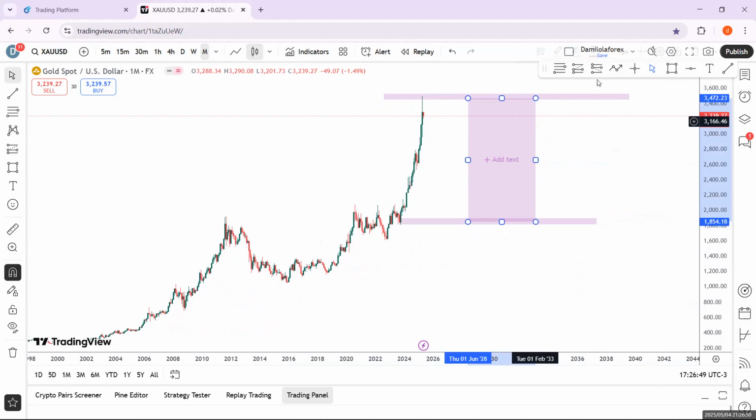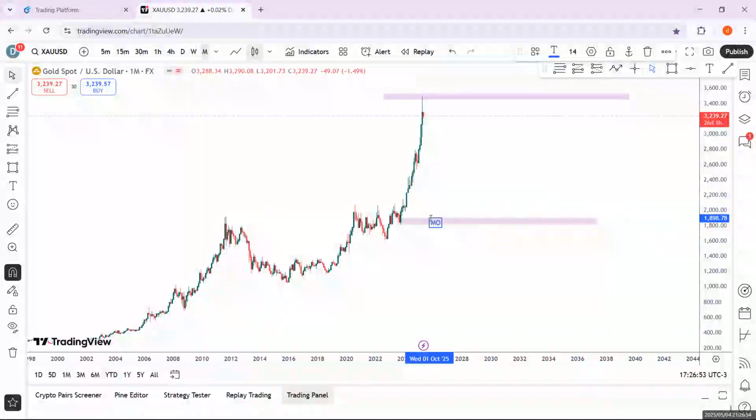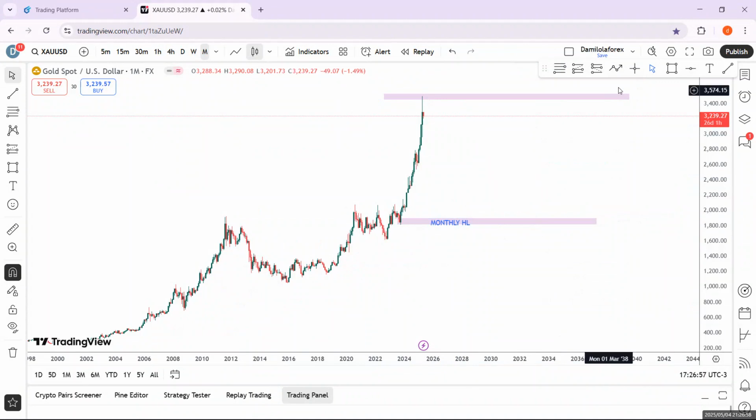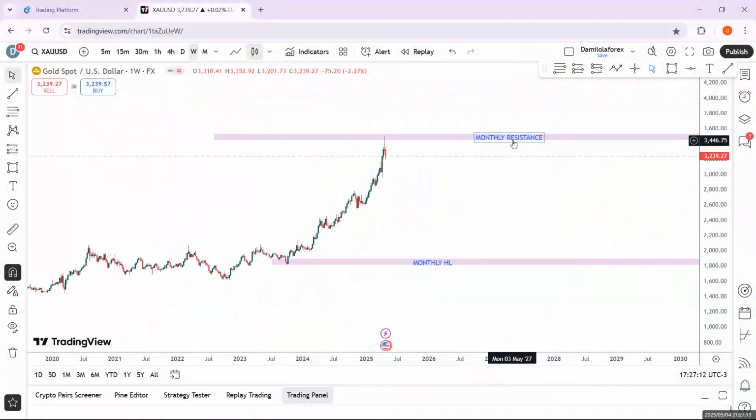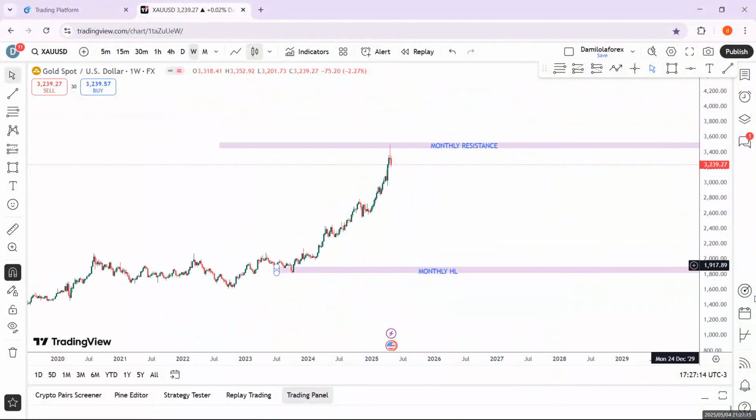Okay, so we are going to label all these levels. So here will now be known as a monthly HL. HL stands for higher low. We always take the monthly higher low, and we take the monthly resistance for our range of focus. So this is monthly resistance. Okay, and this window will now be what? Our range of focus. So we'll take that window to the weekly time frame in order to expatiate on this window that we said is now our range of focus.